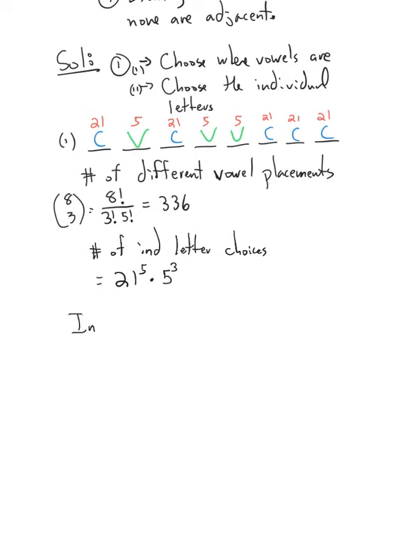So in total, there are 336 times 21 to the 5 times 5 squared different words in question 1 that satisfy that there are exactly 3 vowels. Okay, that one wasn't too bad. So that was 1. Actually, I should write that this is 2. Okay, so let's do problem 2.